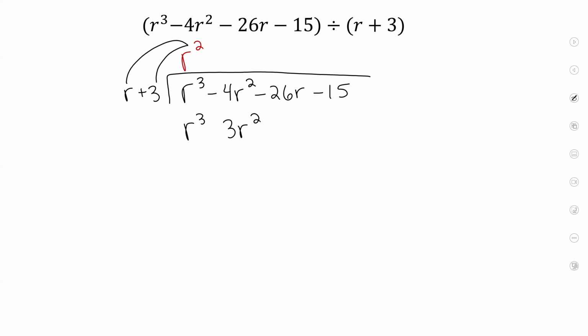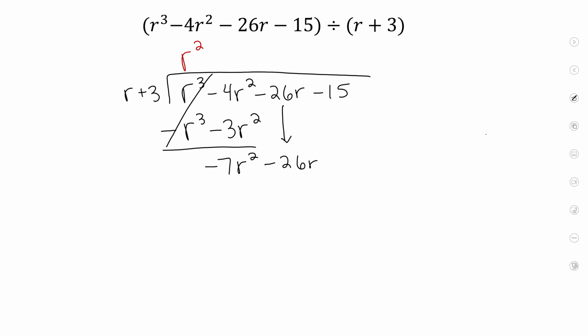These are positives. The next step is change the signs. These cancel out. R cubed minus R cubed is just 0. -4 minus 3 is -7. R squared. That was one cycle. Bring down the next item. We start again.